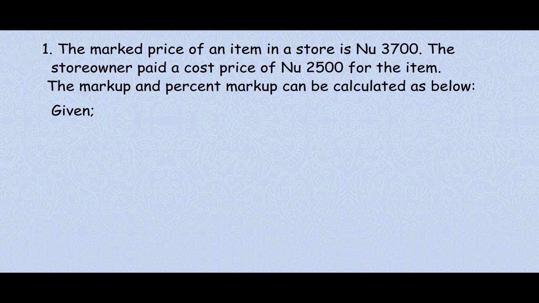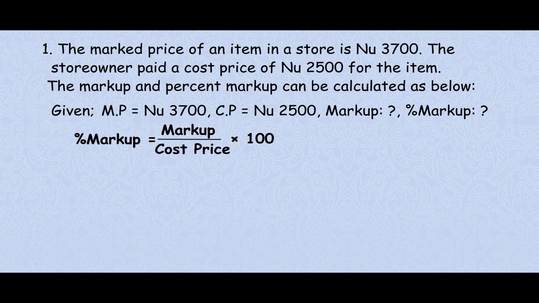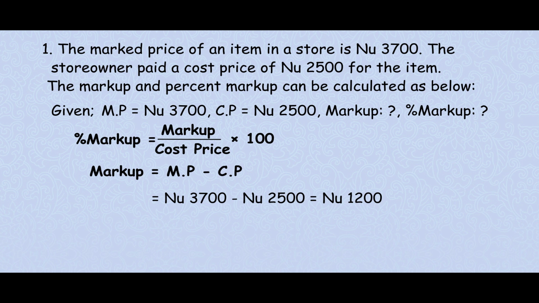Given, as usual, we have to note down the given. Given MP is equal to Nultrum 3,700, cost price is equal to Nultrum 2,500. Then percent markup is equal to question mark. Percent markup is equal to markup over cost price times 100%. We don't know the markup, so we have to first find the markup. Markup is equal to MP minus CP. So MP is given 3700 minus CP is given 2500 is equal to Nultrum 1200.